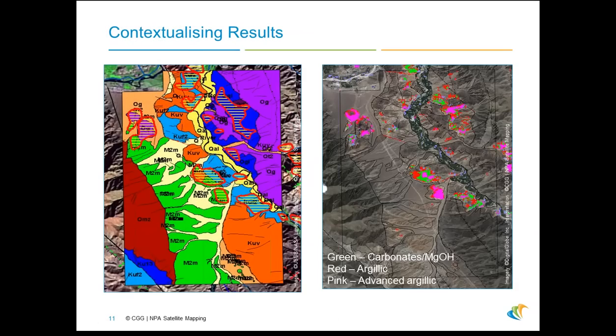Once the spectral processing is complete, it's important to contextualize the results in terms of the geology, which allows us to overlay the spectral results with the lithological and structural information to generate target areas.